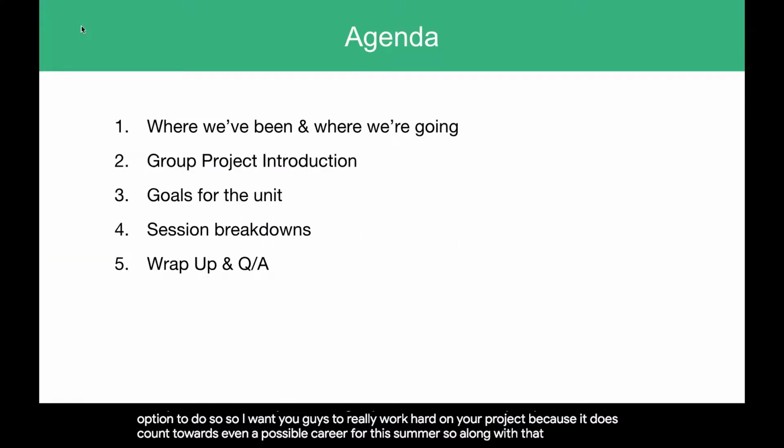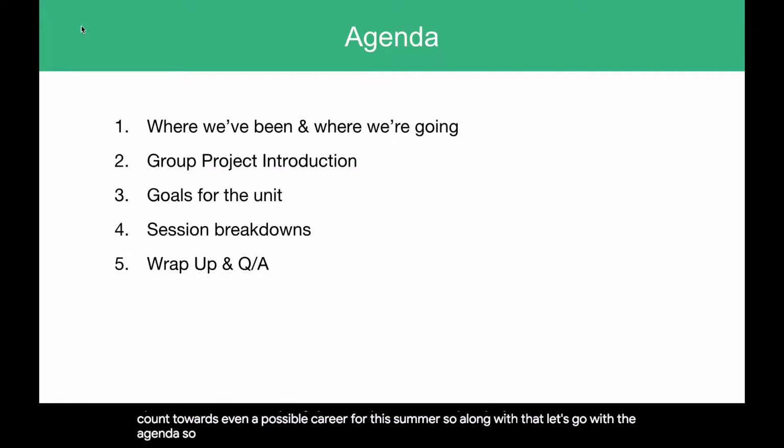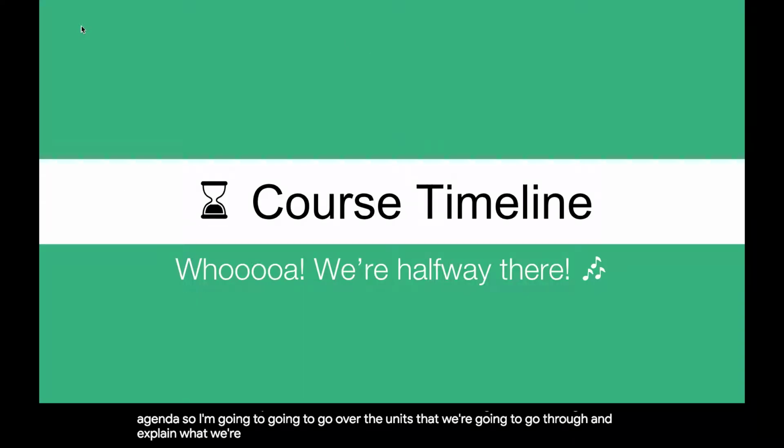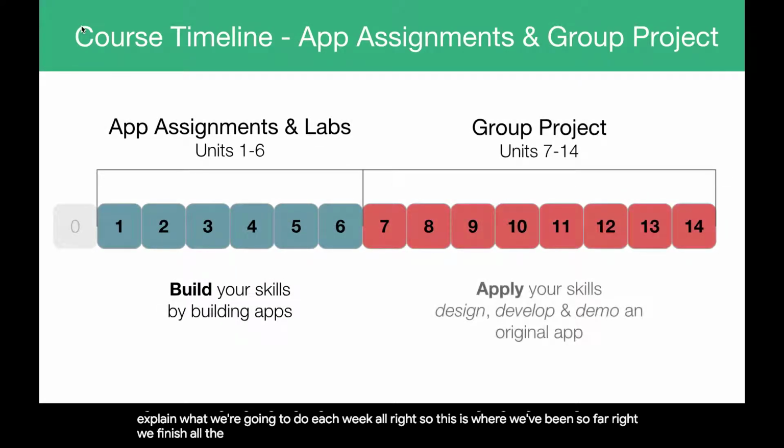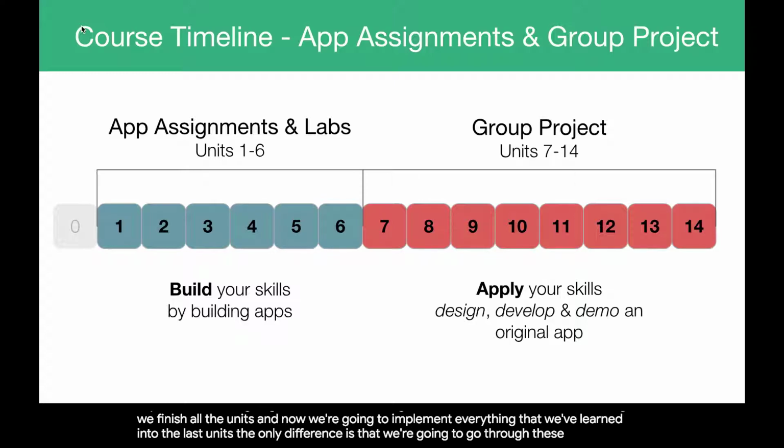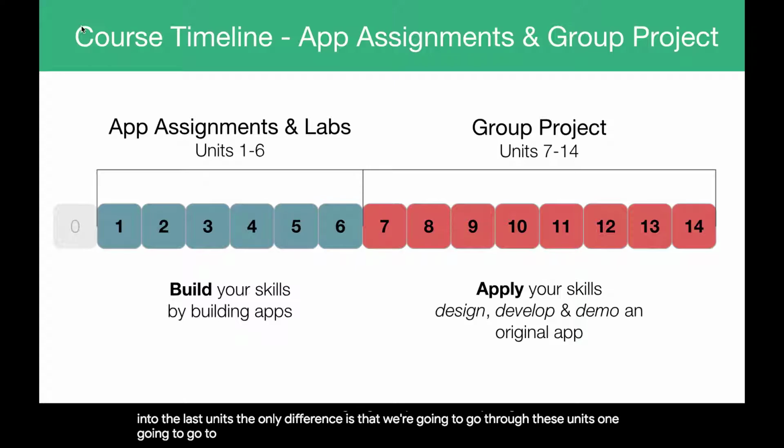So along with that, let's go with the agenda. I'm going to go over the units that we're going to go through and explain what we're going to do each week. All right, so this is where we've been so far, right? We finished all the units, and now we're going to implement everything that we've learned into the last units. The only difference is that we're going to go through these units 2 by 2s. So this week we're going to cover units 7 and 8, next week 9 and 10, and then the last weeks we're going to just tackle all these units all at once. So that's the main difference that we're going to be doing.